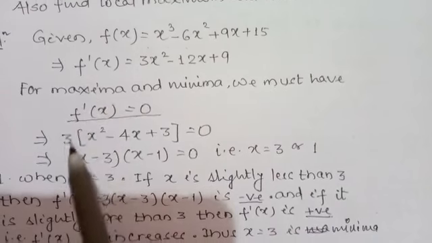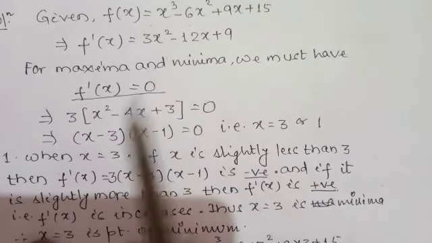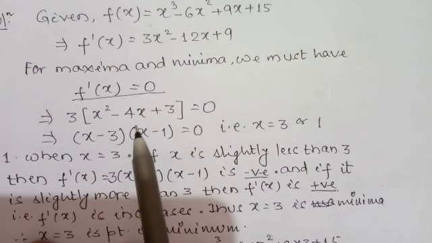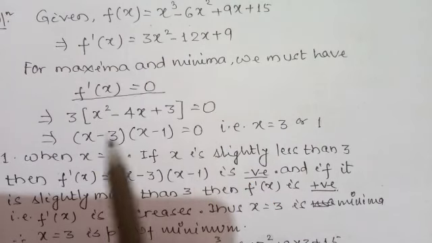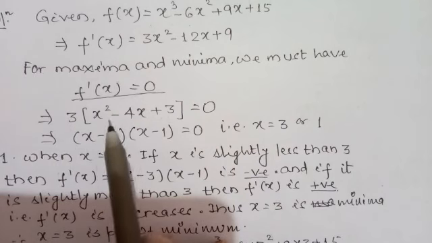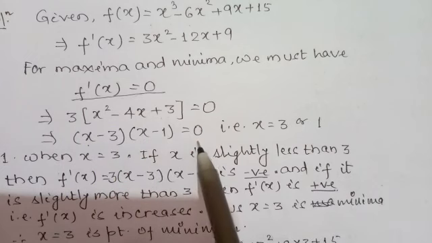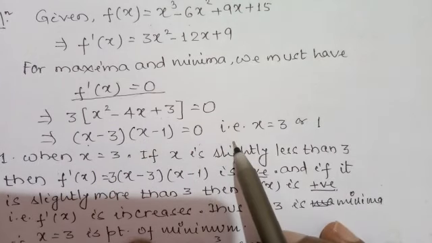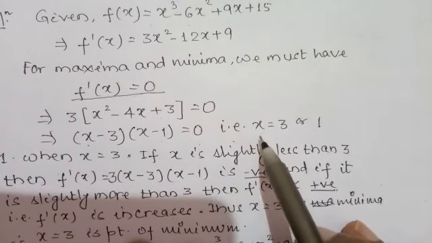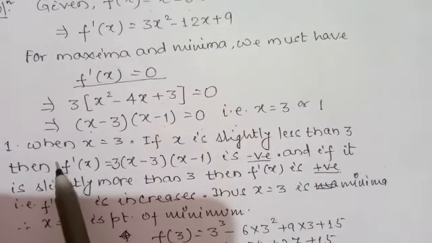Write down the value of f dash x. What you have written? f dash x is 3 taken as common, x square minus 4x plus 3 equal to 0. Now simplify, that should be (x minus 3) into (x minus 1) equal to 0, means x is equal to 3 and 1. See the first case, when x is equal to 3.